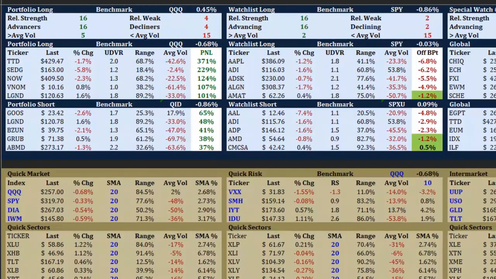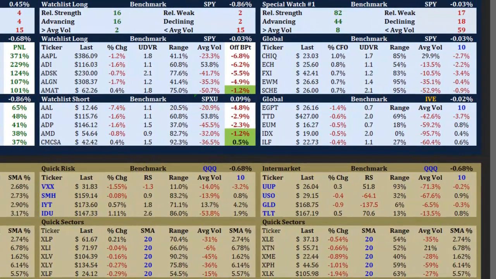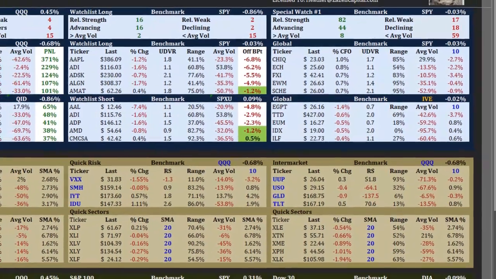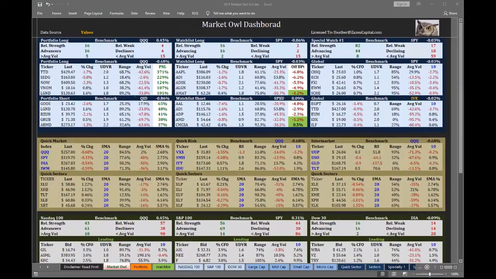It allows you to monitor your watch list buy points and portfolio holdings, and the tickers for most components can be customized or updated as needed. The purpose of the dashboard is to provide a concise market overview and highlight some potential trading opportunities on any time frame, whether you're a day, swing, or position trader.